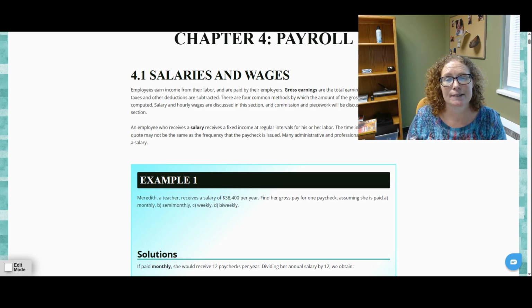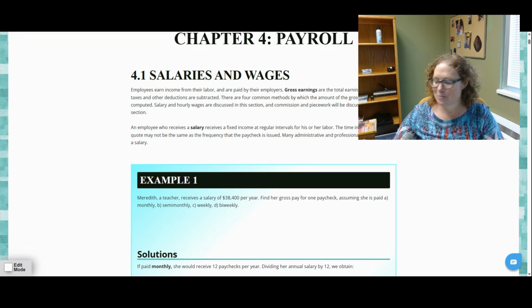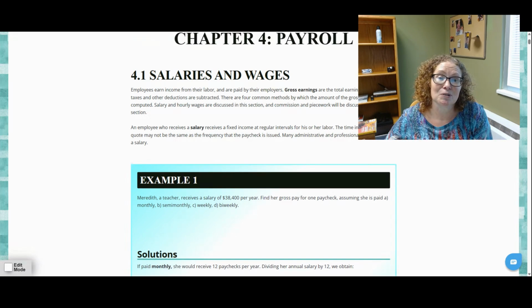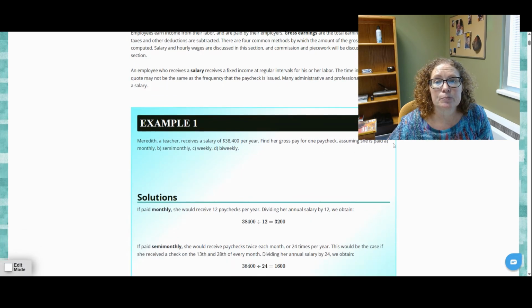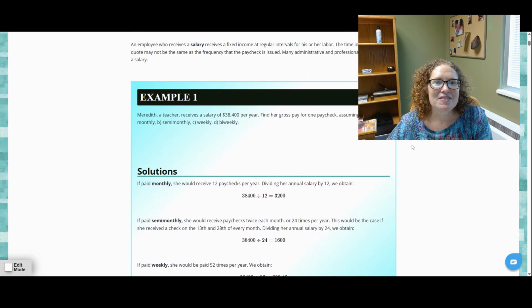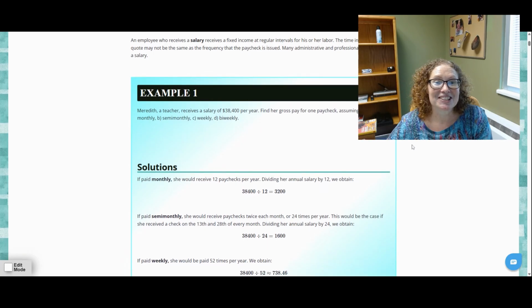Another topic, another discussion, another class, but it's important really to know the difference if you have questions about it. So we are going to look at salary. There are different intervals that you can get paid, and depending on the interval would depend on what it's going to look like.